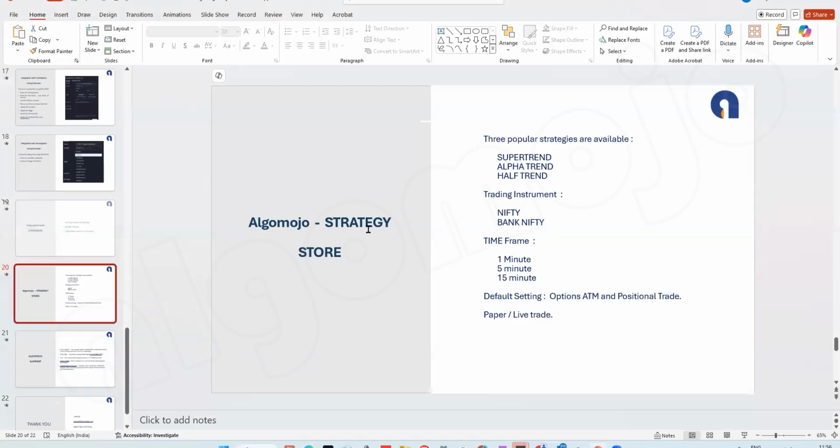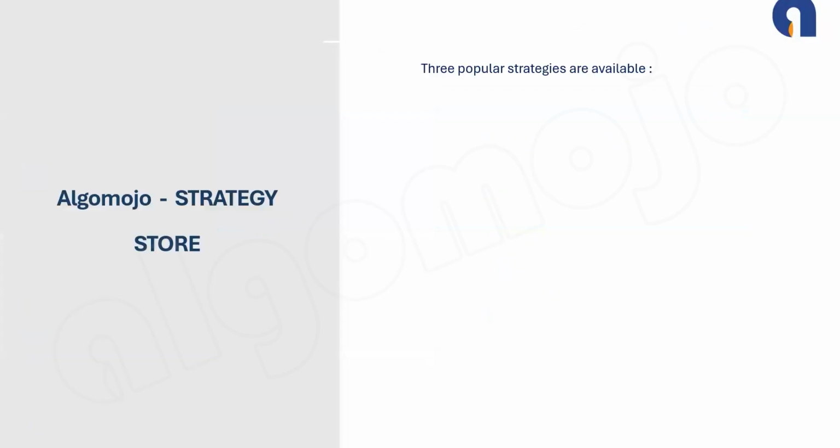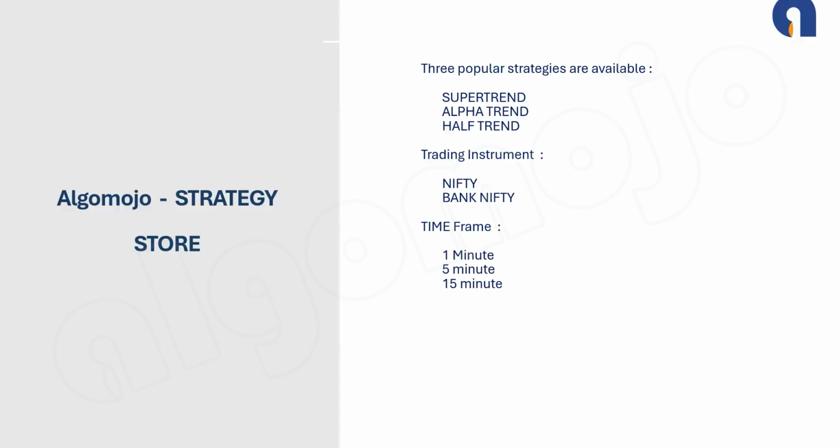Coming back to the presentation, we have something called strategies too. Somebody was asking if we provide any strategies. We are not a strategy provider. We are only a bridge provider. However, there are very popular strategies like Super Trend, Alpha Trend, and Half Trend. We have made them available in case you would like to use them to trade Nifty or Bank Nifty on a 1 minute, 5 minute, or 15 minute time frame.